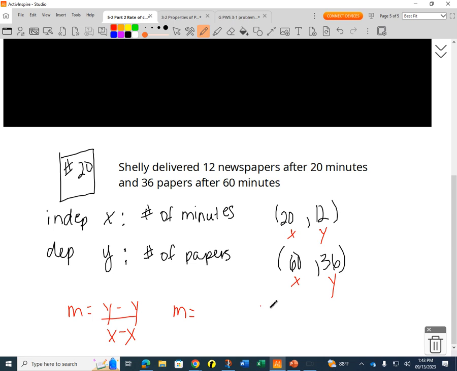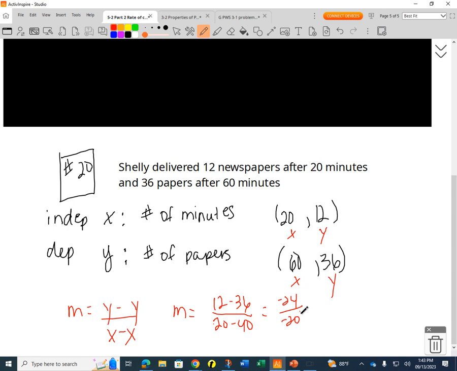So the slope equals Y minus Y over X minus X. It doesn't matter which Y I put first as long as I put its X with it, right? So if I put this Y first on top, I've got to put this X first on the bottom. So 12 minus 36 divided by 20 minus 60. And then I can just do that on my calculator. 12 minus 36 is negative 24, divided by 20 minus 4 is negative 20.